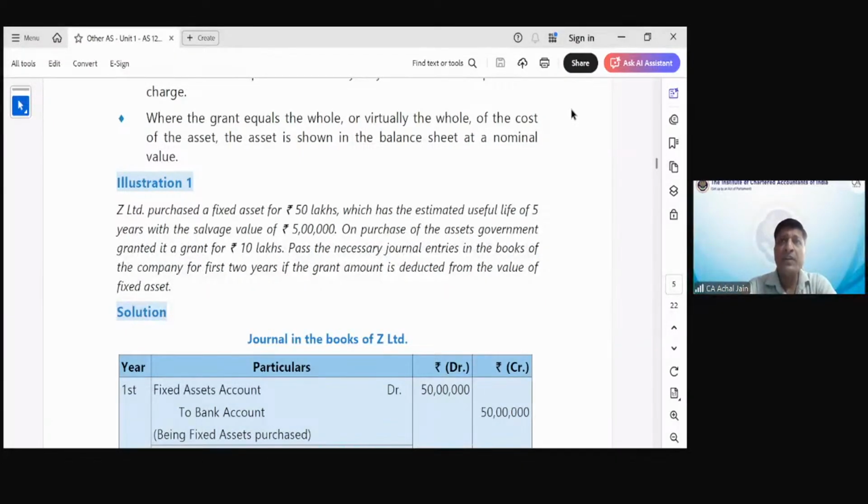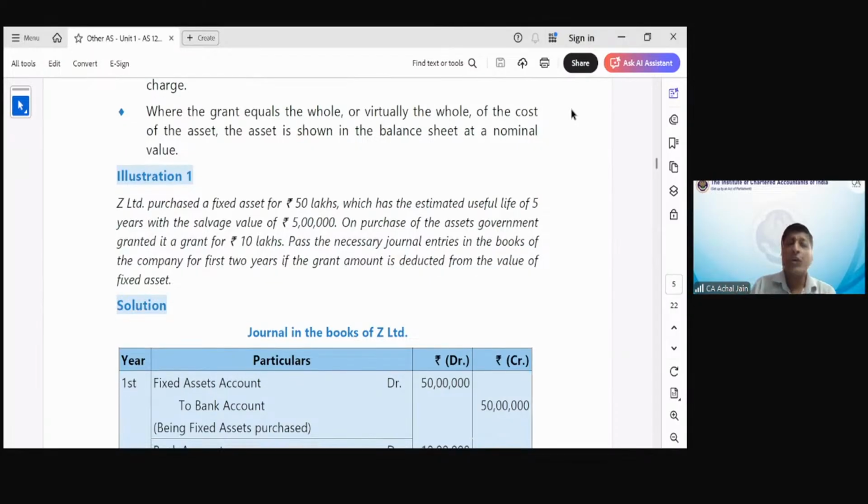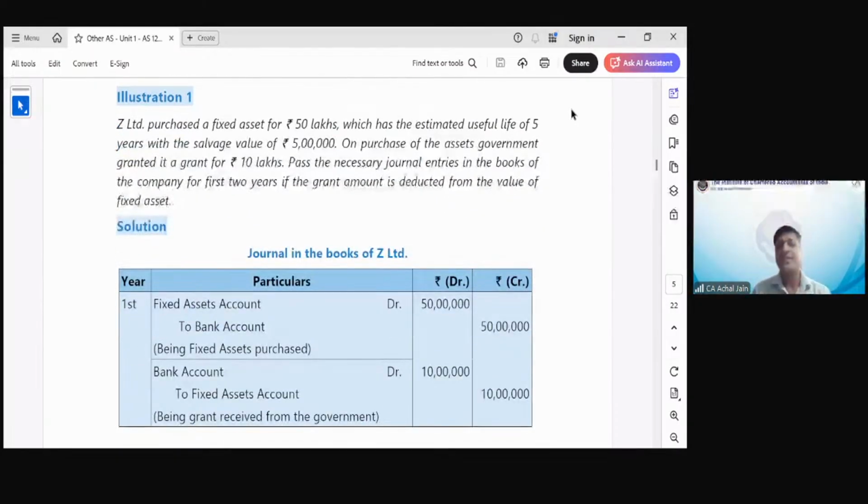Yes, of course, the question specifies that the grant amount is deducted, but you need to show that separately. That's the point. Okay. Now the second entry would be depreciation. No, no. First of all, you need to move on to the second entry for the reduction in the value of the asset. So what is going to be the second entry?